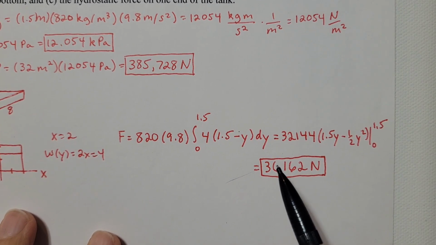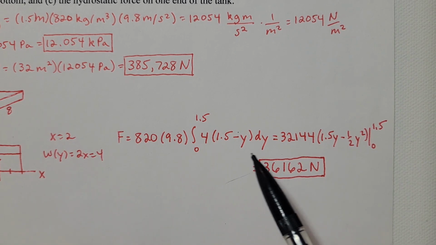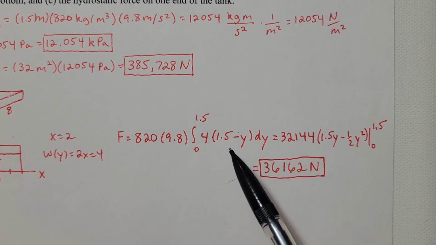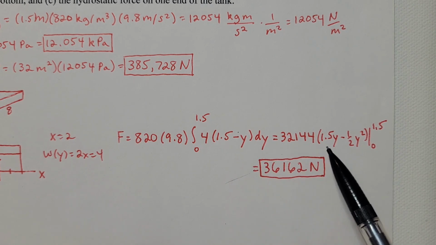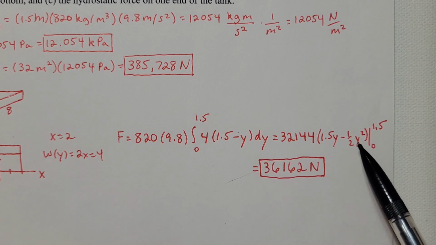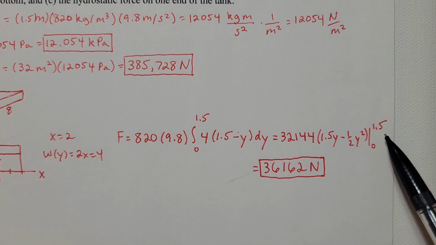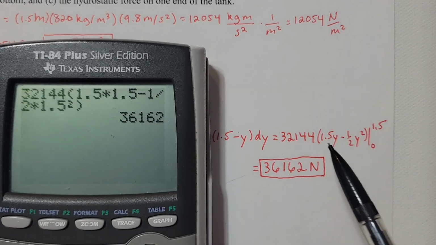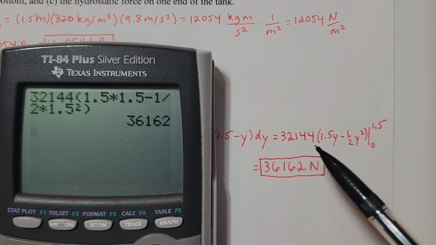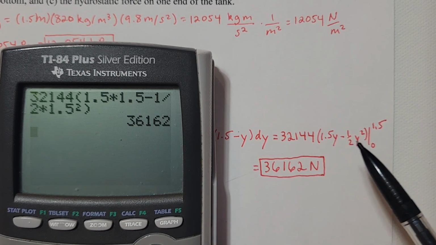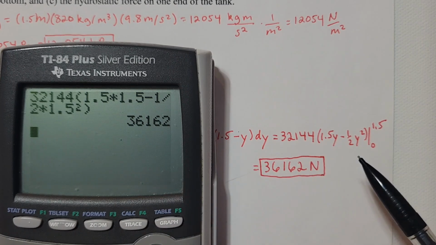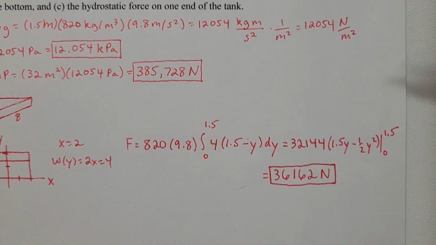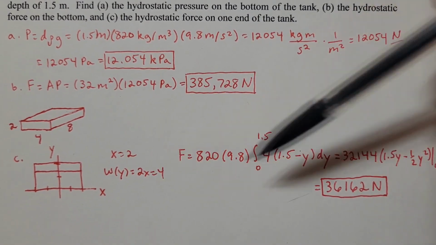Now we have to find the value of this integral. If I bring out a 4, 4 times 820 times 9.8 is 32,144. And then the antiderivative of 1.5 minus y is 1.5y minus 1/2 y squared, and we're going from 0 to 1.5. When I plug in 0, I'll be subtracting 0. So I have 32,144 times 1.5 times 1.5 minus 1/2 times 1.5 squared. I'm getting 36,162 newtons. That's the hydrostatic force on one end of the tank. That'd be my answer there.